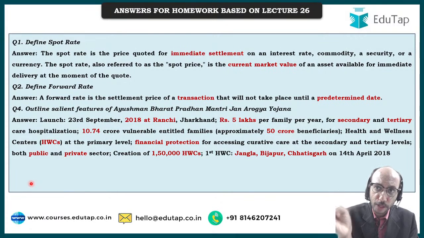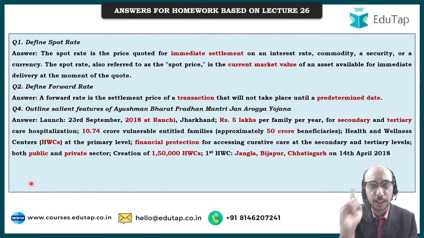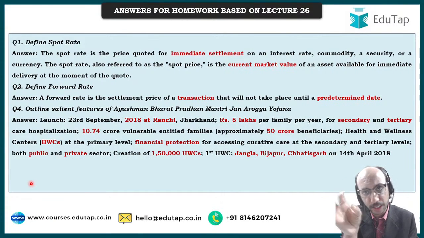5 लाख रुपया प्रति फैमिली फॉर सेकेंडरी एंड टर्शरी केयर दिया जाता है टू 10.7 करोड़ वल्नरेबल फैमिलीज कवरिंग अप्रोक्सीमेटली 50 करोड़ बेनिफिशियरीज. हेल्थ एंड वेलनेस सेंटर्स बनवाएंगे, फाइनेंशियल प्रोटेक्शन देंगे, पब्लिक एंड प्राइवेट सेक्टर हॉस्पिटल्स दोनों की मदद से इस स्कीम को लॉन्च करा जाएगा. 1,50,000 हेल्थ वेलनेस सेंटर्स बनाए जाएंगे और the first health and wellness centre was inaugurated in Jangla, Bijapur in Chhattisgarh in 2018. All these important factual points regarding Ayushman Bharat Pradhan Mantri Jan Arogya Yojana I have collected and placed in front of you.